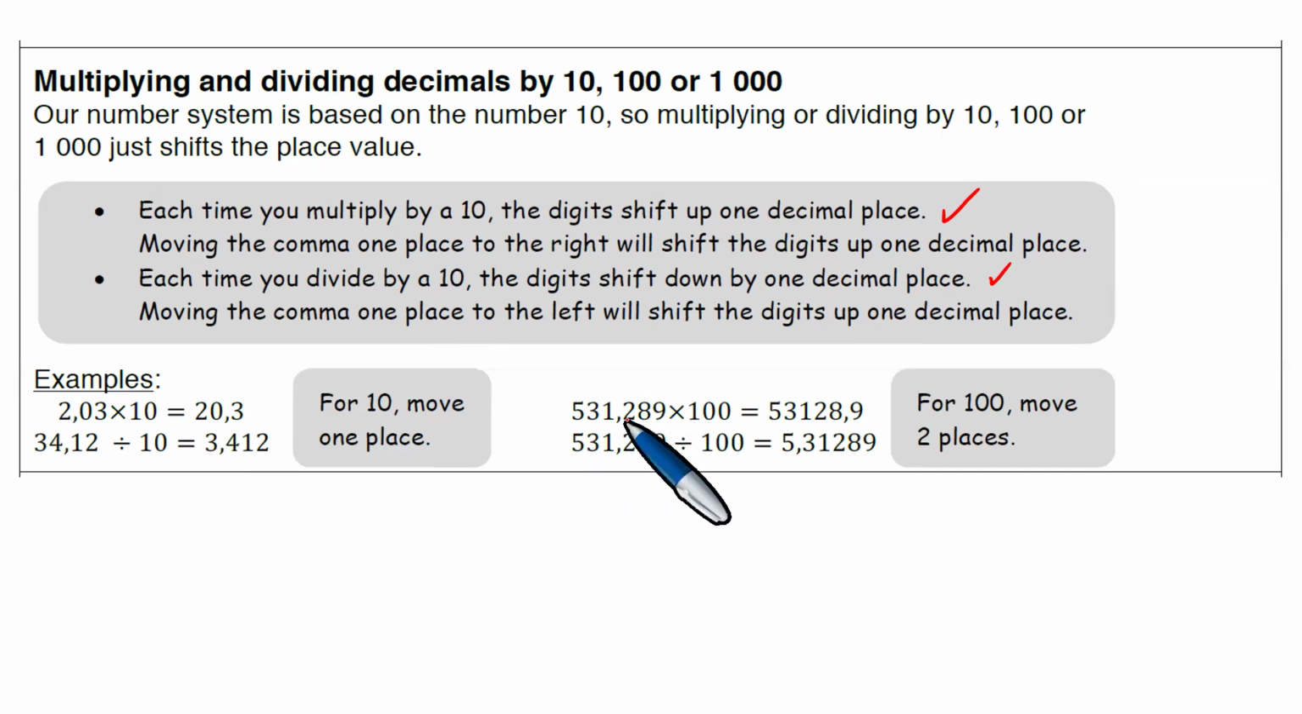Now, 531,289 times 100. It's 2 places to the right. Divided by 100 would be 2 places to the left, giving 5,31289.